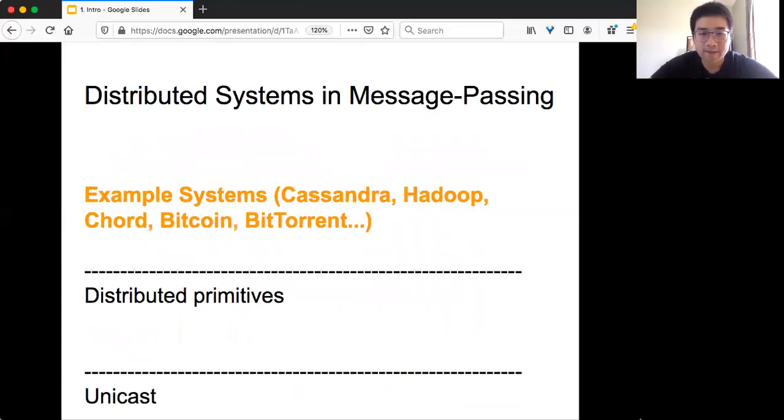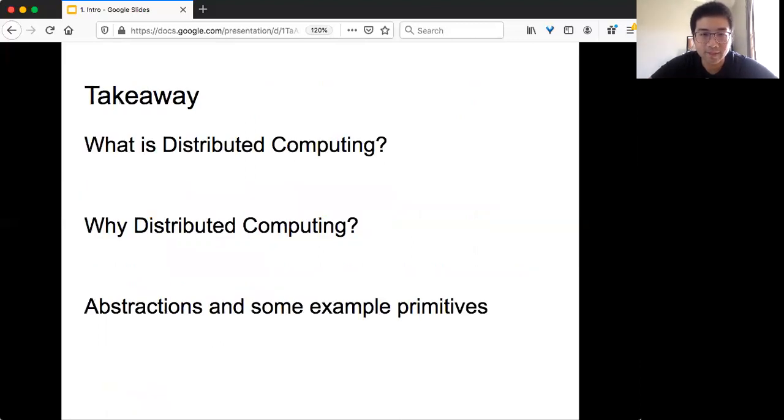Okay. Then once we have a set of primitives, we can start building different kinds of systems, more practical. All of these are very practical systems. We have Cassandra, a storage system, Bitcoin, a cryptocurrency, BitTorrent, which lets you share files and data, Hadoop, that kind of big data computing, cloud computing, and all different types of fascinating systems that we are going to talk about.